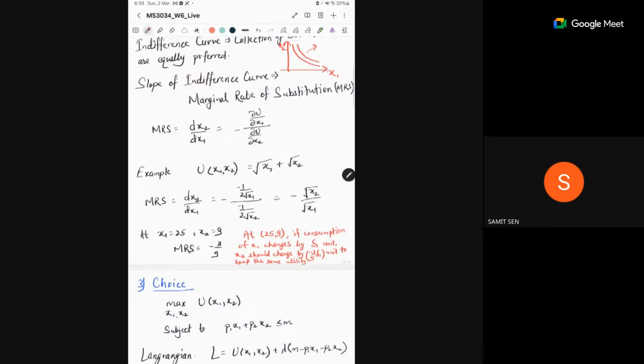So what is the meaning of this marginal rate of substitution? For example, let's take any point. If we take a point x1 equal to 25 and x2 equal to 9, then what would be our marginal rate of substitution? That would be, I think, 3 by 5, correct? I am not wrong. Minus 3 by 5.